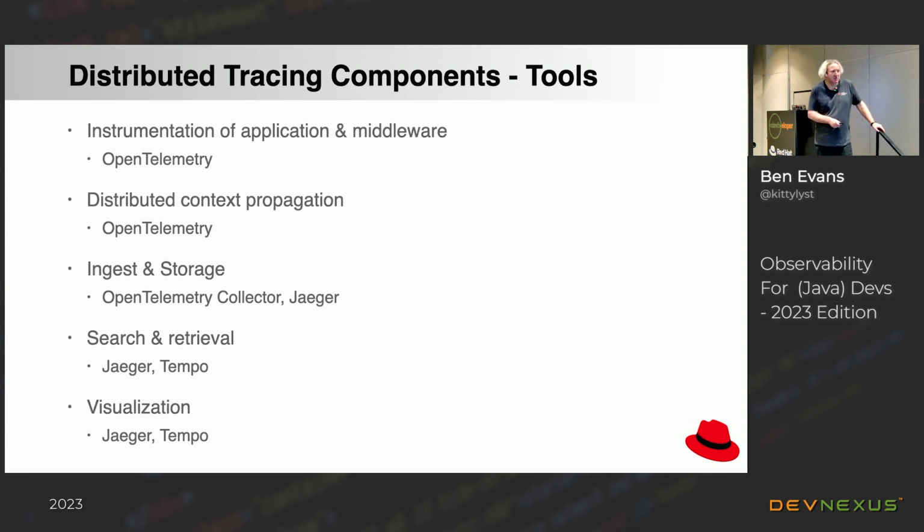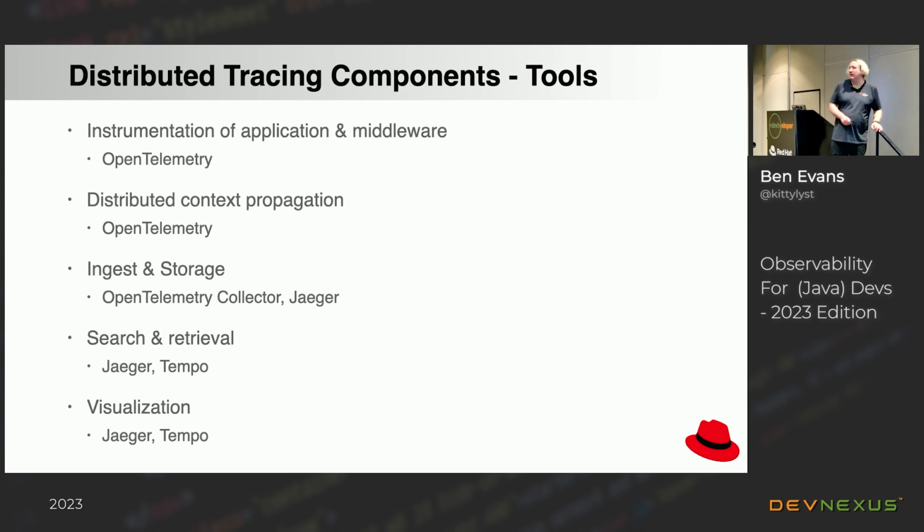You need some ingest and storage of traces, and you could use the OpenTelemetry collector. We'll talk more about that later. It's kind of badly named. It doesn't actually do storage. It just does data ingest, really. And then you need a backend to put it in.